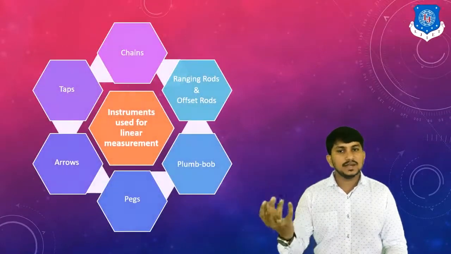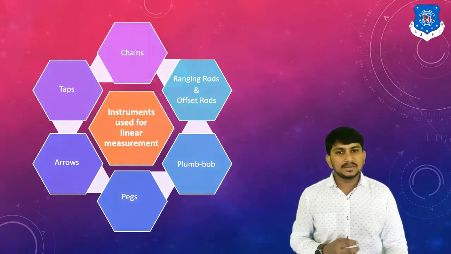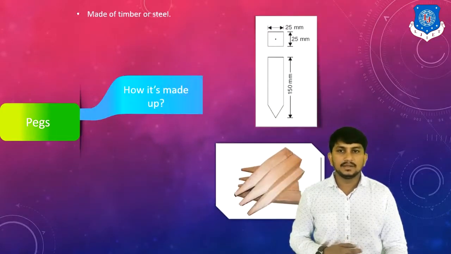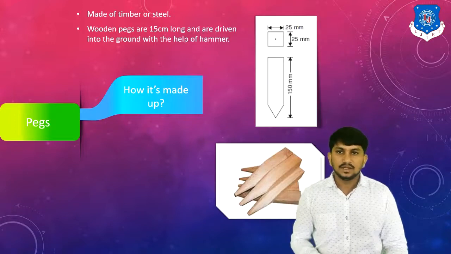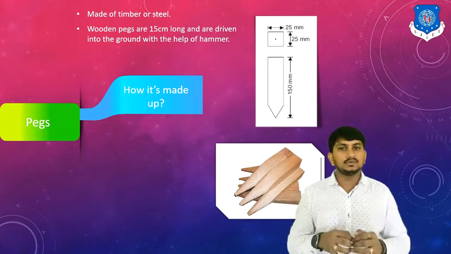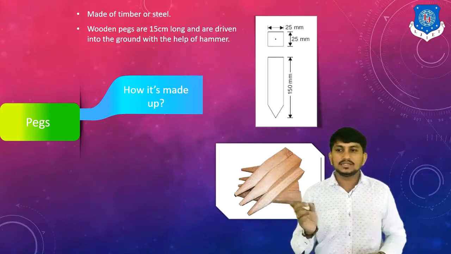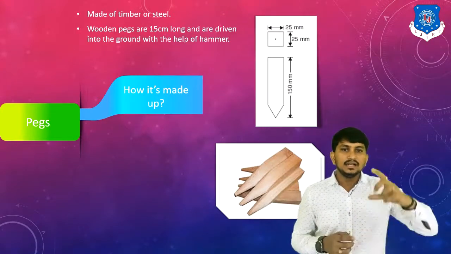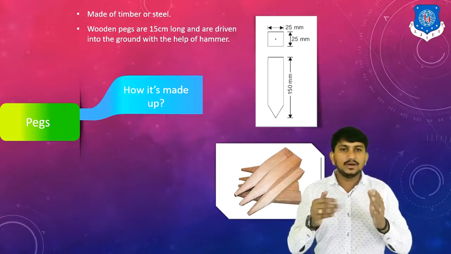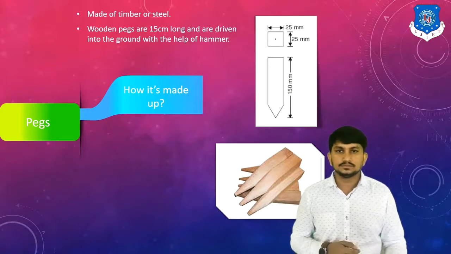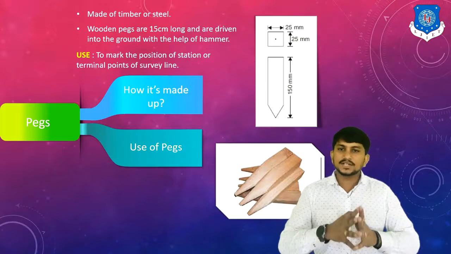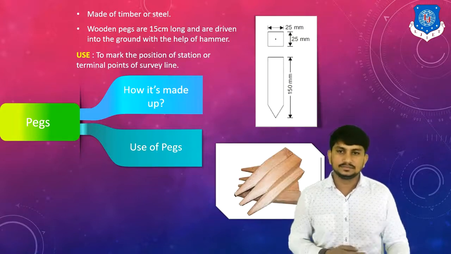Next instrument used in linear measurement is peg. It is made by timber or steel. Wooden pegs are 15 cm long and are driven into the ground with the help of hammer. This is called as peg. Its overall length is about 15 cm and thickness is about 25 mm. It is mainly used to mark the positions of station or terminal points of survey.